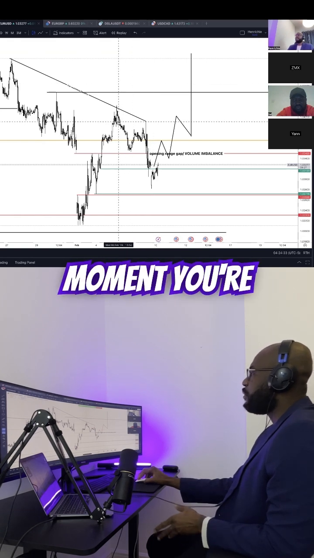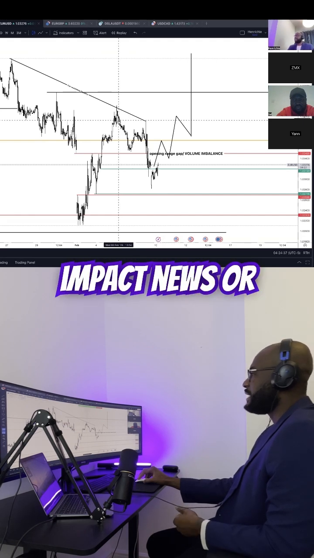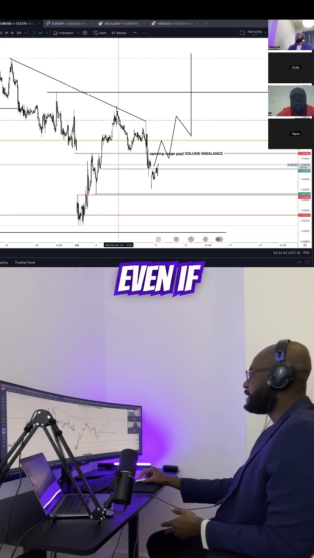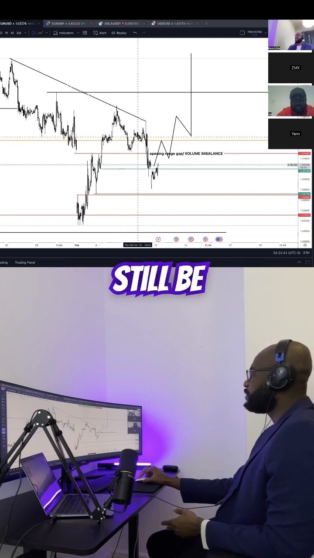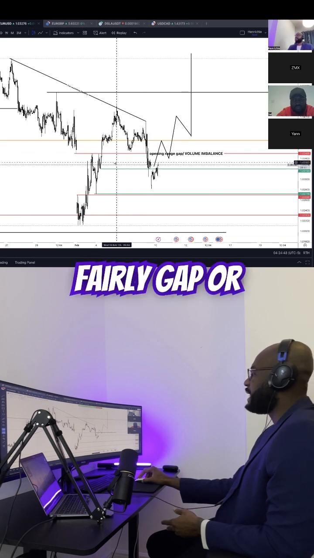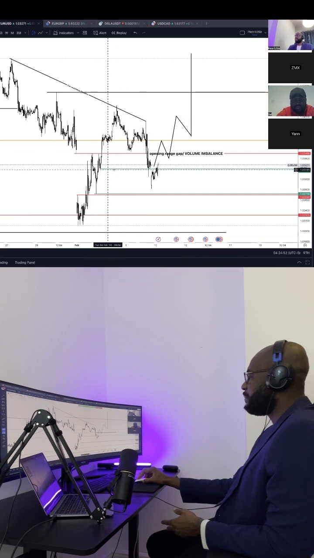And the moment you're able to learn how to read the algorithm, you don't even care whether there's a high impact news or whatever is going on. All you know is, even if there's a high impact news, it's going to still be algorithmic. Price will still come to either a fair value gap or a run on liquidity. It's either coming for fair value gap, liquidity, fair value gap, liquidity.